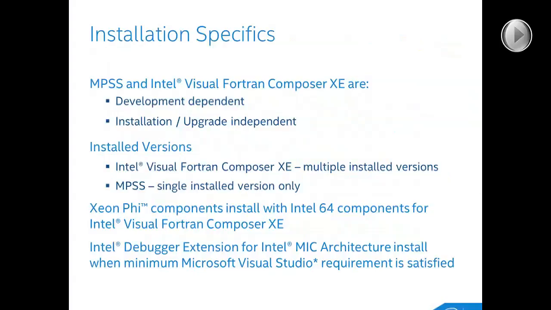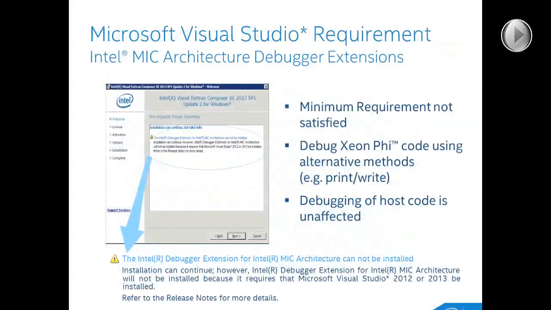And then there are some Intel debugger extensions specific to supporting the Intel MIC architecture, or the Xeon Phi coprocessor, that will install if you've met the minimum Visual Studio requirement that I mentioned earlier, version 2012. So during the installation, if you are unable to meet the minimum requirement, the Intel MIC architecture debug extensions will not be installed, but you will receive a notification at installation time, as shown in the graphic here.